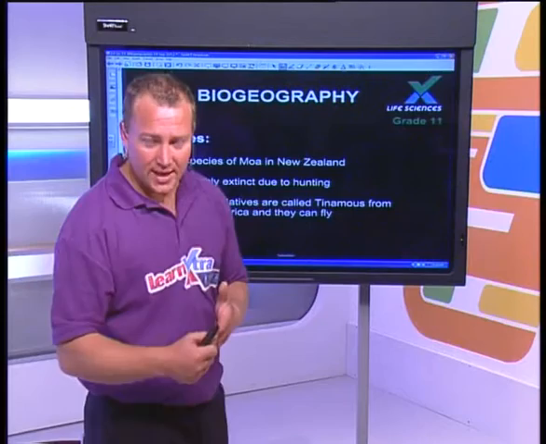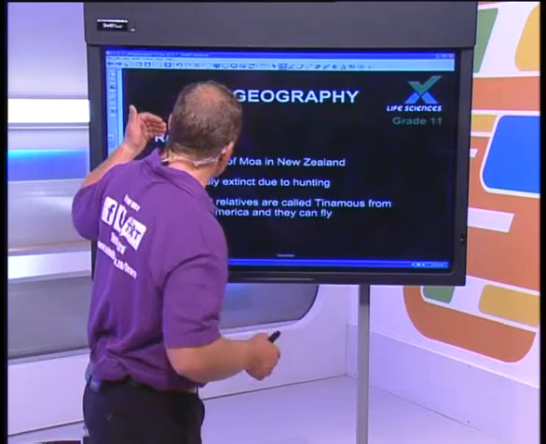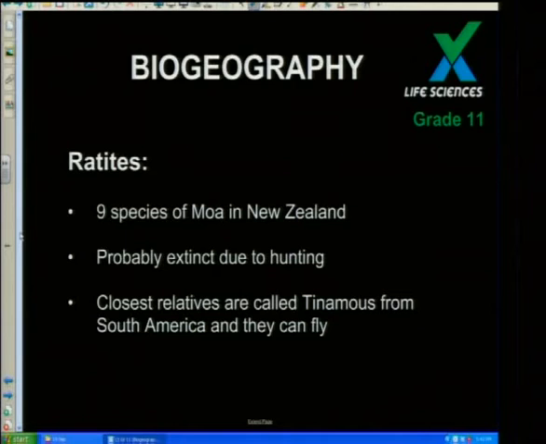Well, what do we do? It's a bird that's on the ground. We don't care. We're not going to run and try to bite it on the neck like an animal does. No, we'll throw something at it. So we'll kill it from a distance so it can't get to us. So it's mostly dead from us hunting, right? And its closest relative, you will not believe this, is the tinamous.